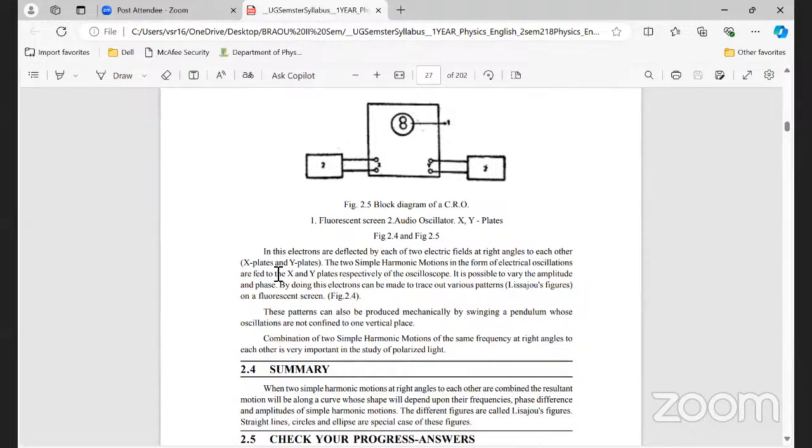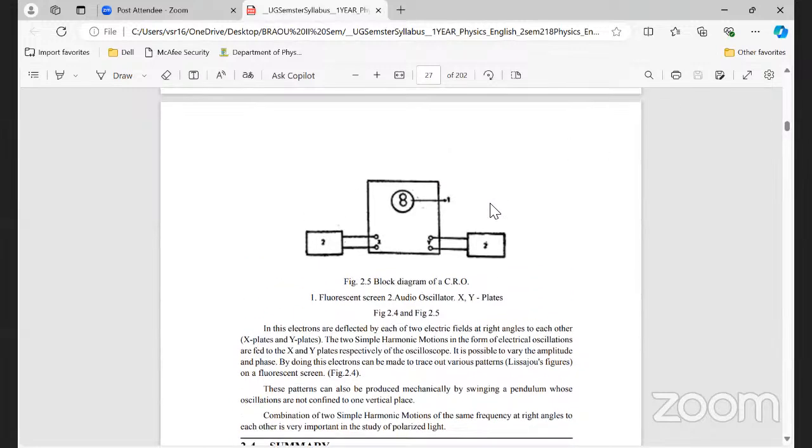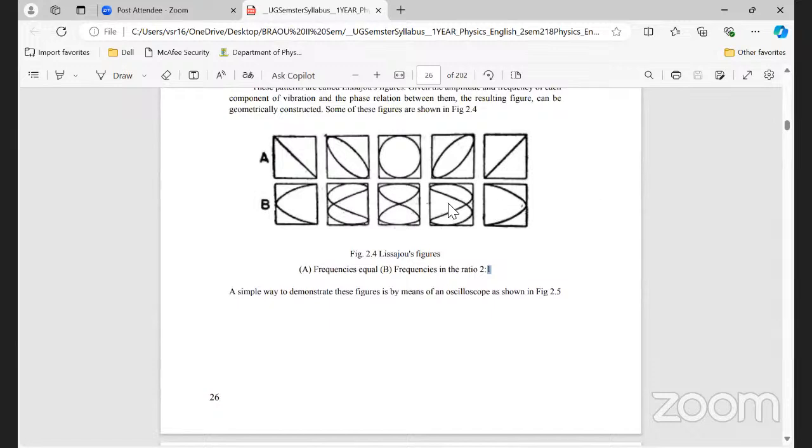So here the electron is deflected by each of the two electric fields which are at right angles to each other. That means the X plate as well as the Y plate. So two simple harmonic motions can be applied to the X plate as well as the Y plate here. So you will observe how the electron traces out different patterns, which may be observed in the above figures. Okay, directly you can observe here.